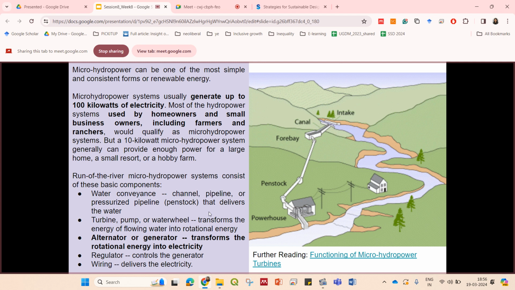And you can again see that the alternator or the generator is usually very close to where the electricity is being transported to. It is not very far away. The production is not taking place very far away from where the electricity is going, and it is taking place in small chunks. So production is small, it is not a huge scale production. So again, micro hydropower systems are examples of decentralized energy systems.